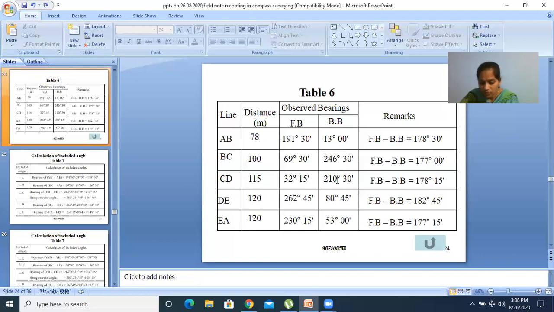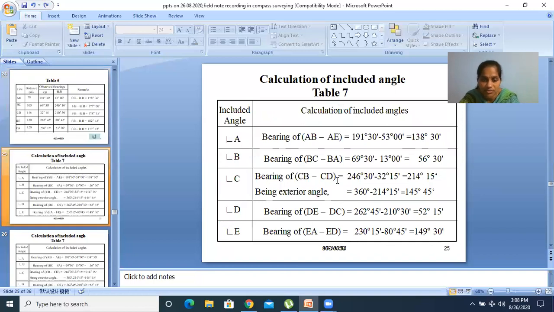Okay, so then we can calculate the included angles from the observed bearings. How can we calculate? If you deduct the back bearing of the previous station, which is taken from the station, from the forebearing, then you can get the angle at that place.